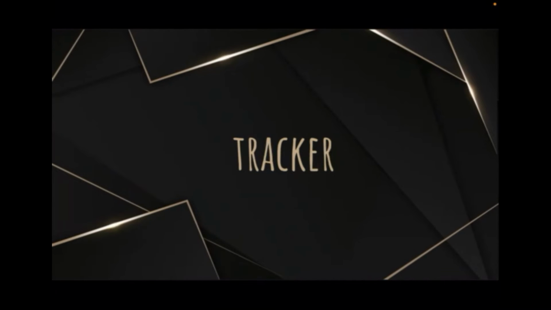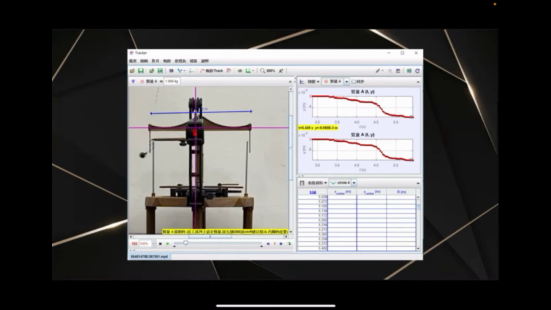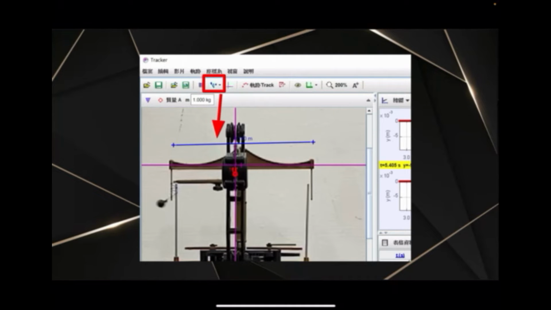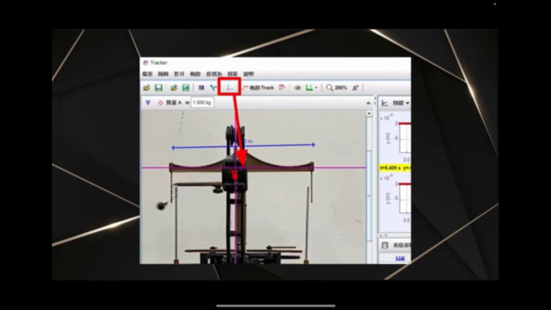And then we move to the tracker part. The tracker will help us get the physical data from the video, and this is the user interface we will see. The first step is to set up the scale so that we can make sure our measurement is right. In the picture, you can see a blue line at the bottom of the picture, and this distance is 40 centimeters. And then we have to set up the coordinates for the video.